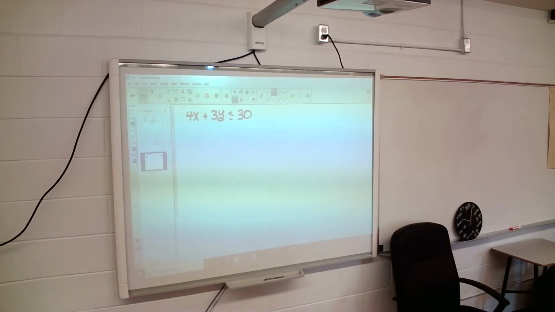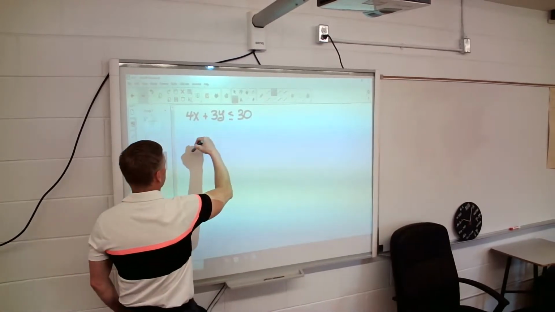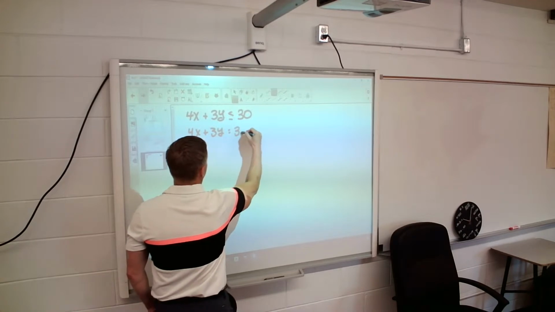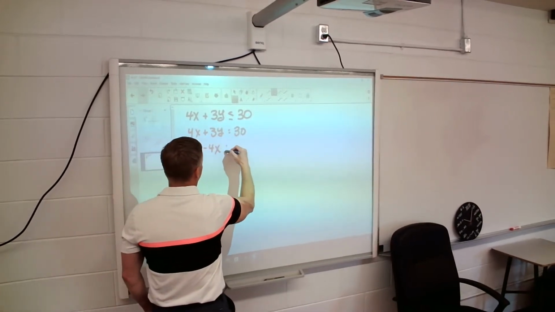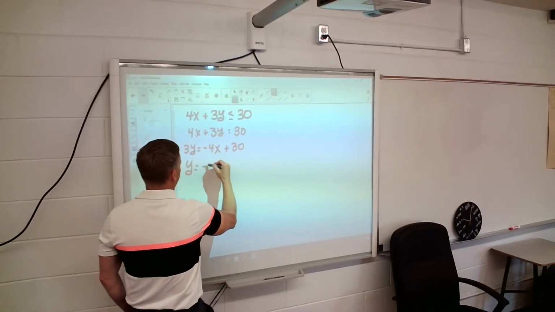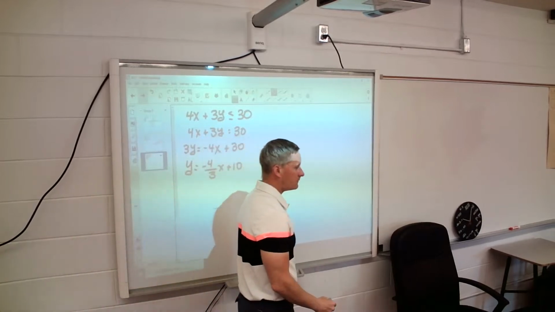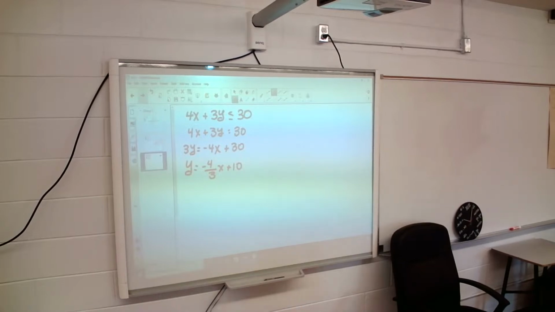All right. Now, so to graph this guy, same idea. Let's do it again. 4x plus 3y equals 30. 3y equals -4x, add 30. Y equals -4 over 3x, add 10. Okay? Starting coordinate.